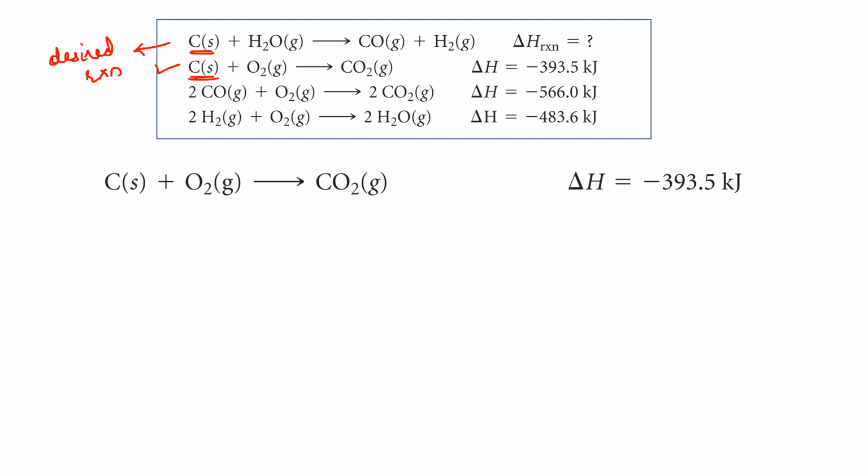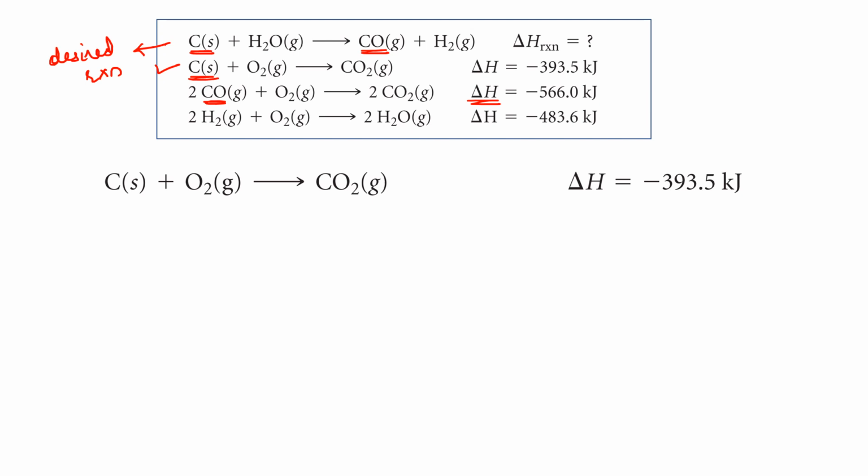Now let's see the second one. For this reaction the carbon monoxide is on the reactant side, and in the desired reaction it is on the product side. So it means that we have to reverse this reaction. By reversing this reaction the delta H will also change sign. Here it is minus 566 and after reversing the reaction it will become plus 566.